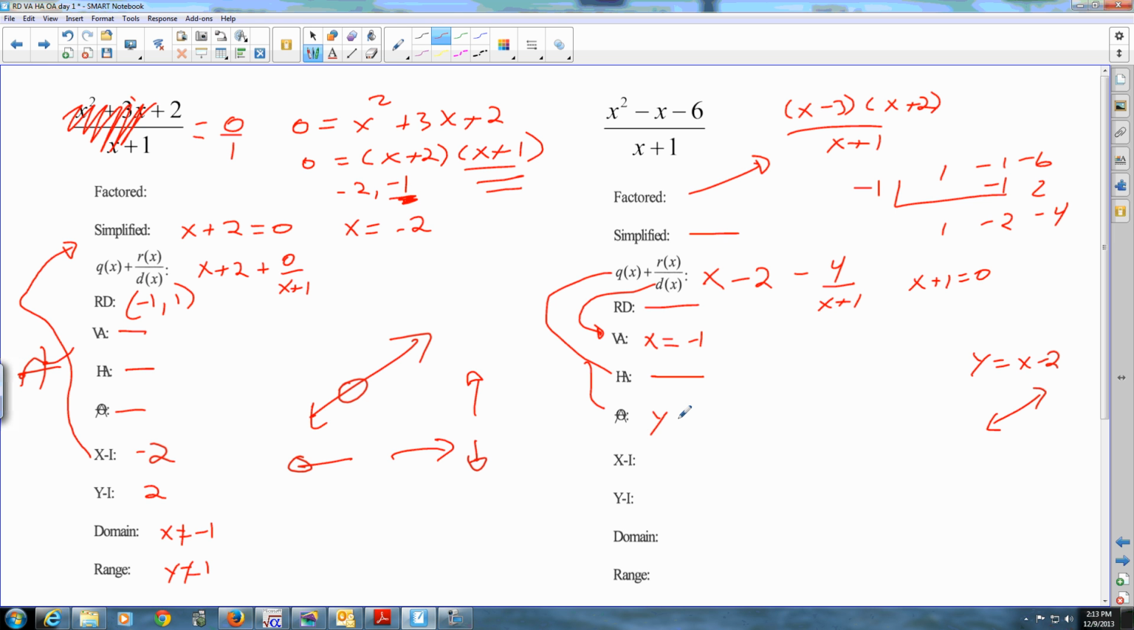So y is equal to, and I want the equations here, folks. I don't want you guys just getting sloppy on me and writing x minus 2. That's not the equation of a line, okay?